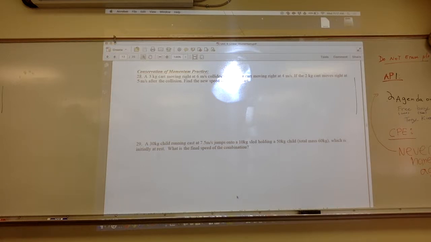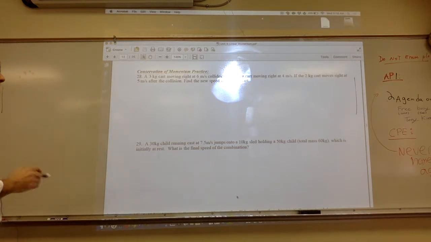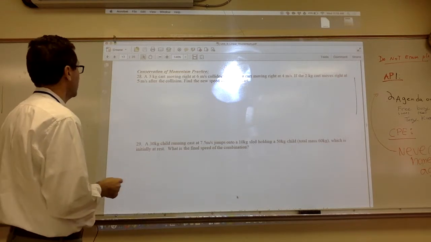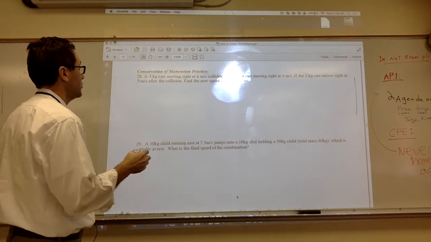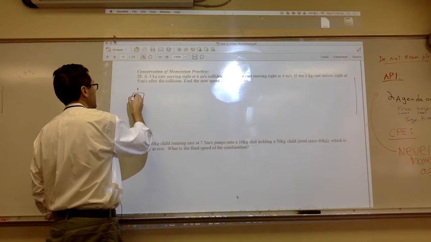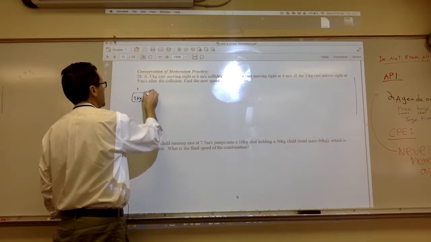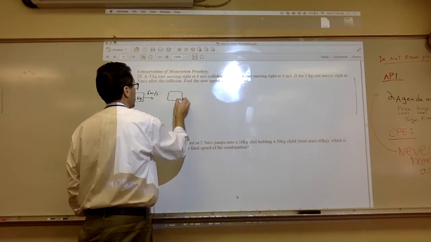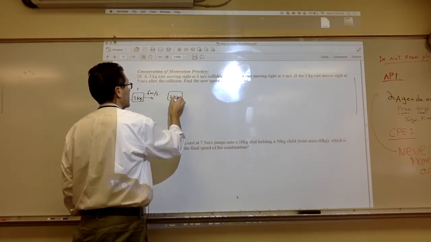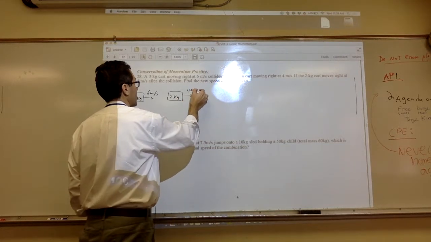A 3 kilogram cart moving right at 6 meters per second collides with a 2 kilogram cart moving right, so the arrows have to go to the right, at 4 meters per second. If the 2 kilogram cart moves right at 5 meters per second after the collision, find the new speed of the 3 kilogram cart. So I'm going to label them like this. This is one, has a mass of 3 kilograms. It's moving at 6 meters per second. The other one is 2 kilograms, and it's moving right at 4 meters per second.